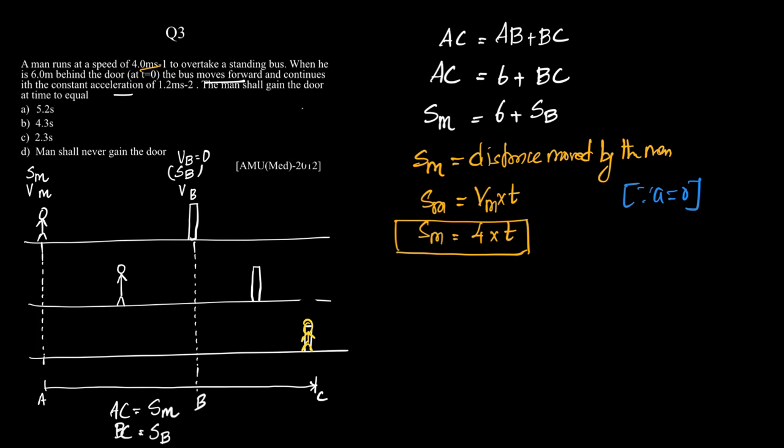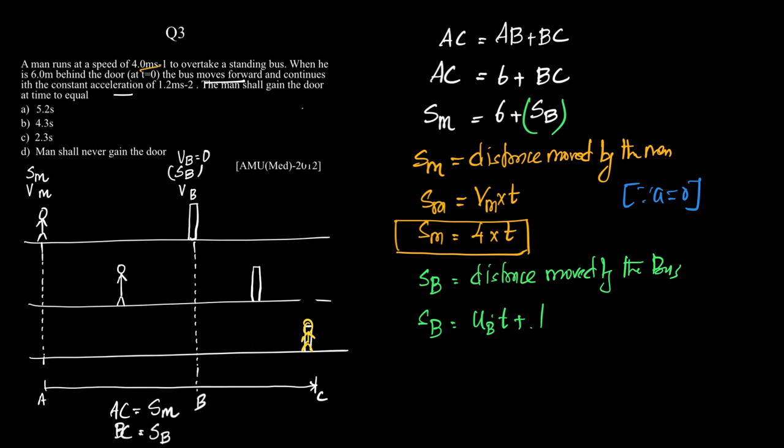What is SB? See, SB is equal to the distance moved by the bus. So SB will be equal to, the equation is UB into T plus half into AB into T square, right?